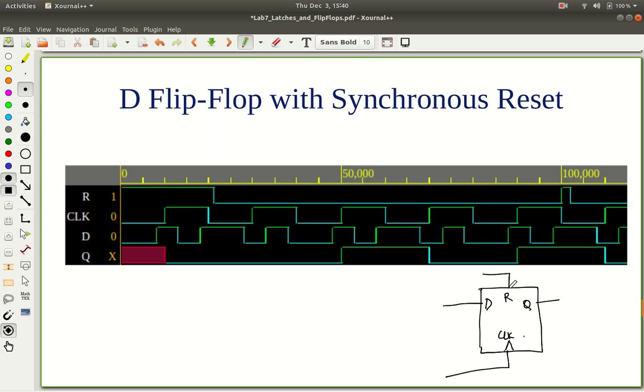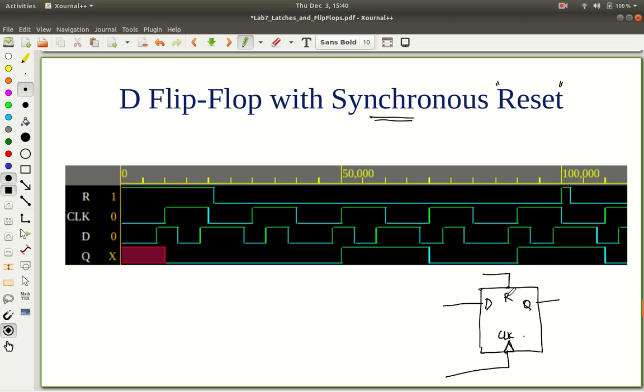Now we want this reset to be synchronous. That means the value of the reset input should be sampled only on the clock edge. And because we have a positive edge triggered clock in this picture, the value of reset should be sampled and should take effect only on the rising edge of the clock. So let's first see the simulation results and then let's see how to code this in VHDL.